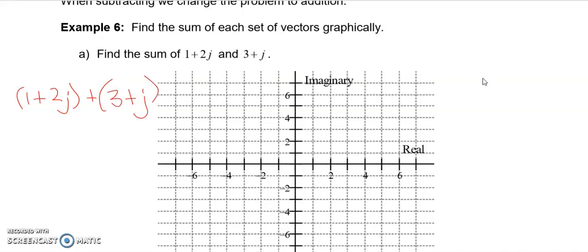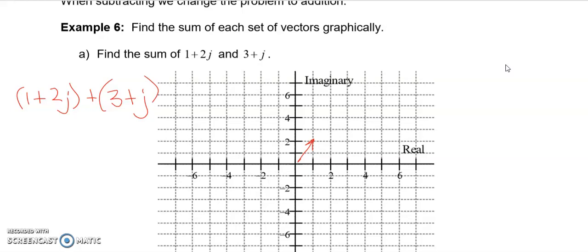All right, so how can we use graphing to find the sum of two complex numbers in rectangular form? Well, we start off by plotting the first number as a vector, 1 plus 2j. So we would go 1 to the right and 2 up. There is 1 plus 2j right there as a complex number. That's the way we would graph it.